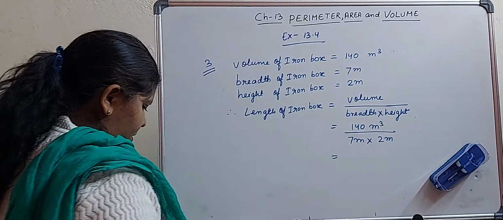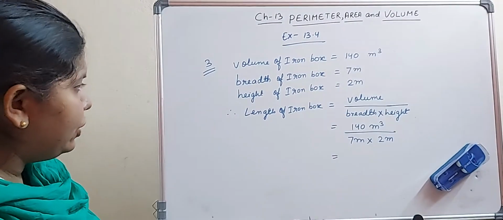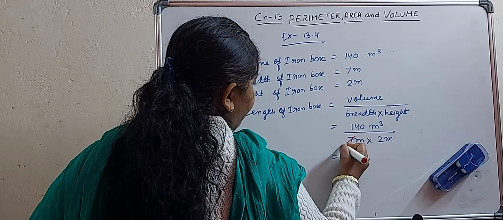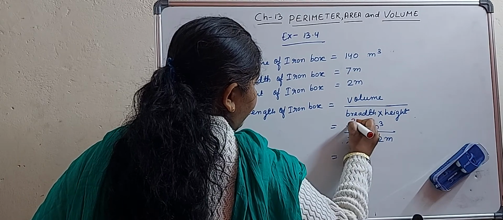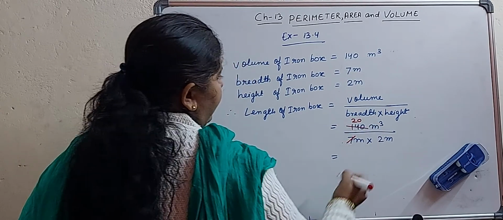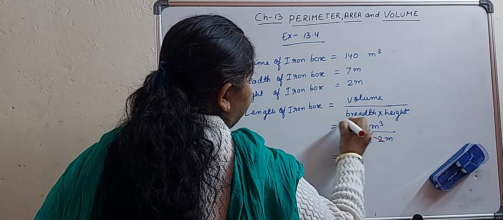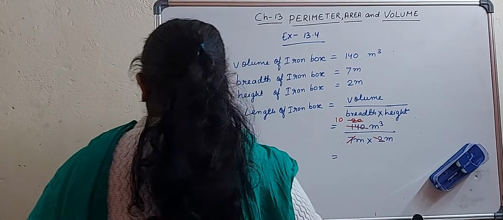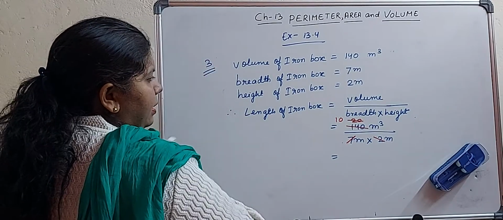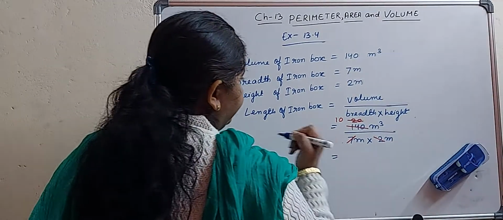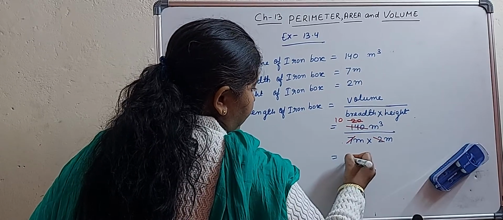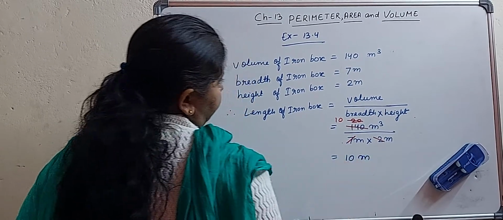Now let us do the cancellation. 7 will cut 140. 7 ones are 7 and 7 20s are 140 and 2 10s are 20. So our answer is 10 meter cube. Sorry, it is length. So you don't write meter cube. It will be 10 meter.